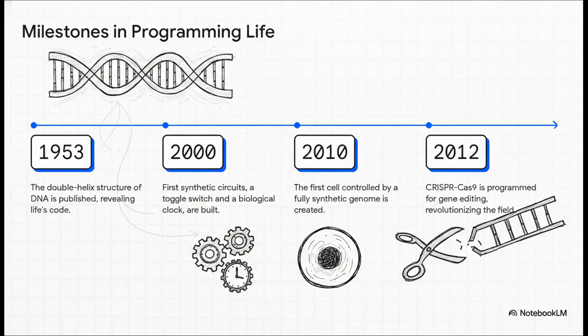And this didn't just happen overnight. The groundwork was laid way back in 1953 when we first figured out the structure of DNA. But just look at how fast things have picked up since then. In 2000, we built the first simple biological circuits. A mere decade later, we created the first cell running on a completely synthetic genome. And then, bam! 2012, CRISPR comes along and just changes the entire game with its power and precision.